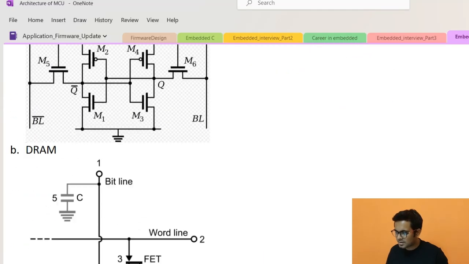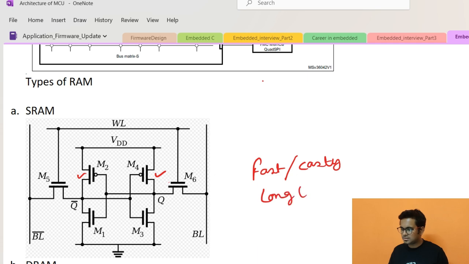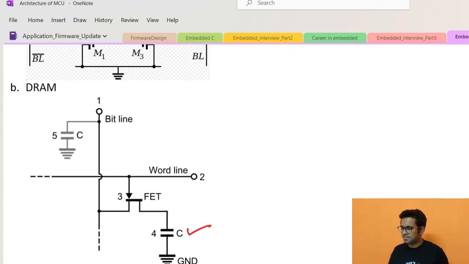Okay, so let's look into the architecture of RAM. SRAMs are basically made of transistors, which I told you, and these are fast. Remember, these are fast, then costly, and also they are long lasting. Okay. Now the next part is this one, DRAM. DRAMs are made of capacitors, so they are slow, cheap.